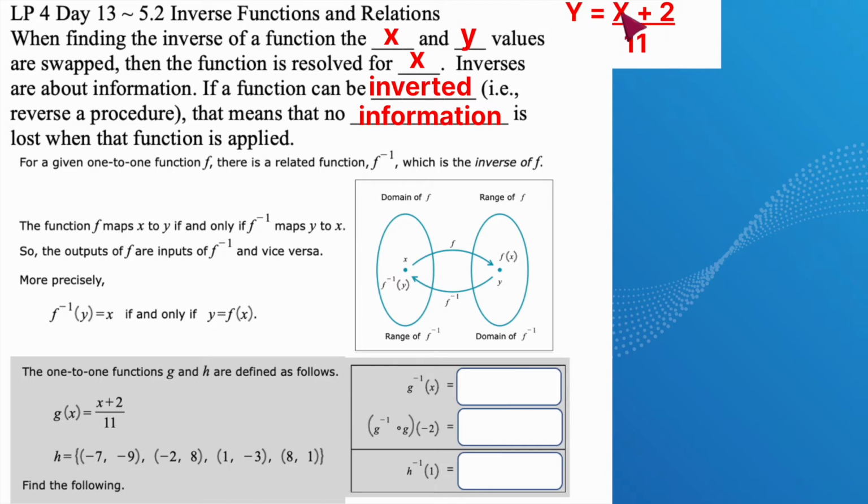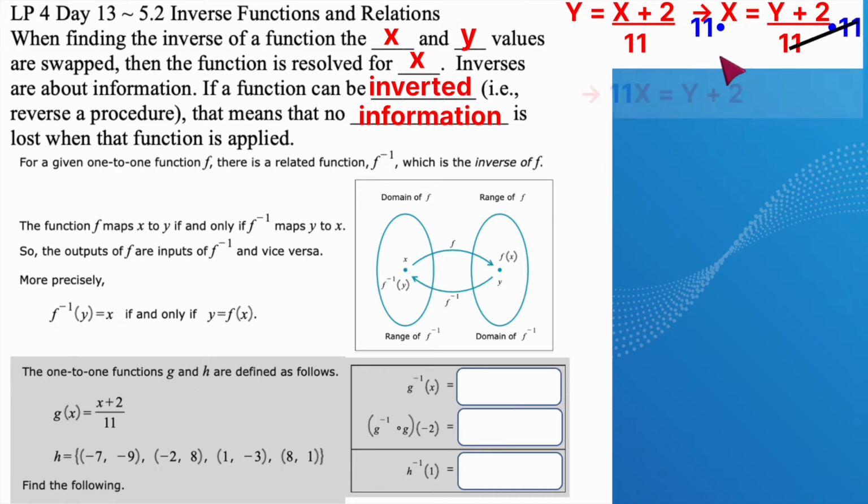So I've written it up here. I'm going to swap x and y. That's the first step. And now I'm going to resolve for y. I just realized that should say y in there: resolve for y, not for x. So we're going to multiply by 11 on both sides because I want to get this 11 out from underneath here. The 11s cancel, and I have 11x equals y plus 2.